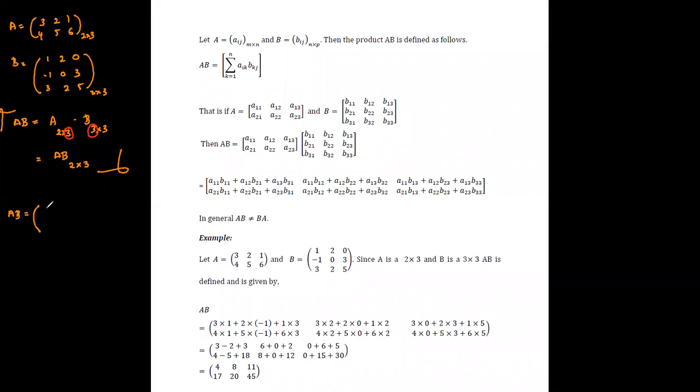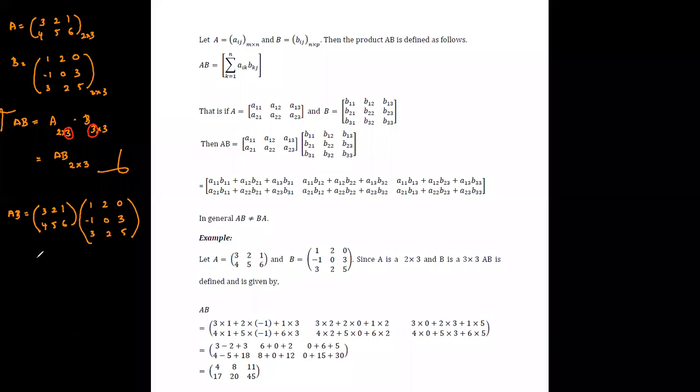We can write down matrix A. It is 3, 2, 1 and 4, 5, 6. Matrix B is given as 1, 2, 0, minus 1, 0, 3, 3, 2, 1. A 2 by 3 matrix multiplied with a 3 by 3 matrix. What we need to do is, I will write it here using another color, otherwise we may not be able to see it clearly.